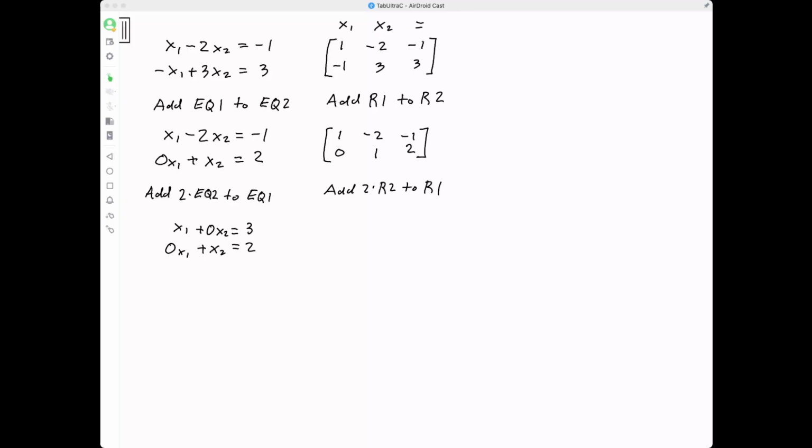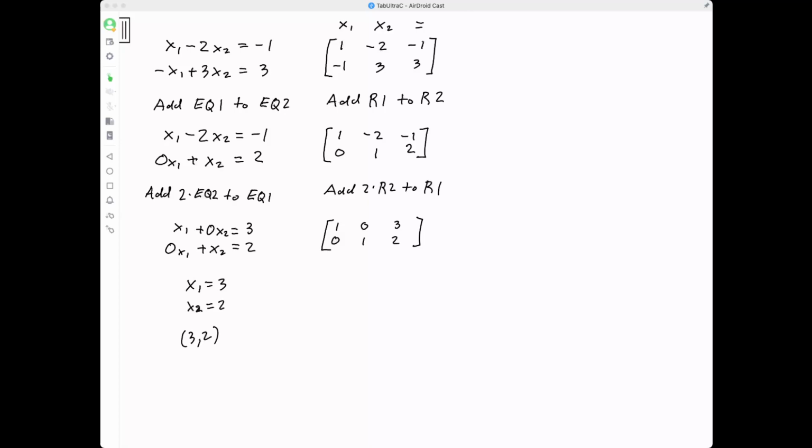Or in my matrix, that would be the second row stays the same. And in the first row, I take 1 plus 2 times 0 is 1. Negative 2 plus 2 times 1 is 0. Negative 1 plus 2 times 2 is negative 1 plus 4 is 3. And now from my equations, I can read, well, a solution would look like x1 is equal to 3 and x2 is equal to 2, which was that (3, 2) we found in the graph.